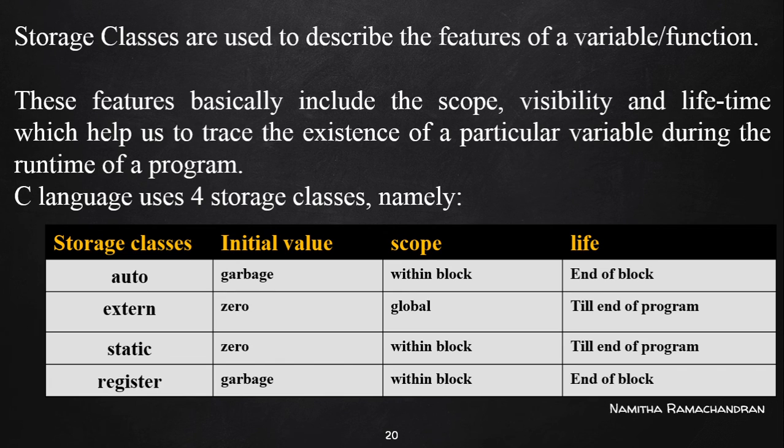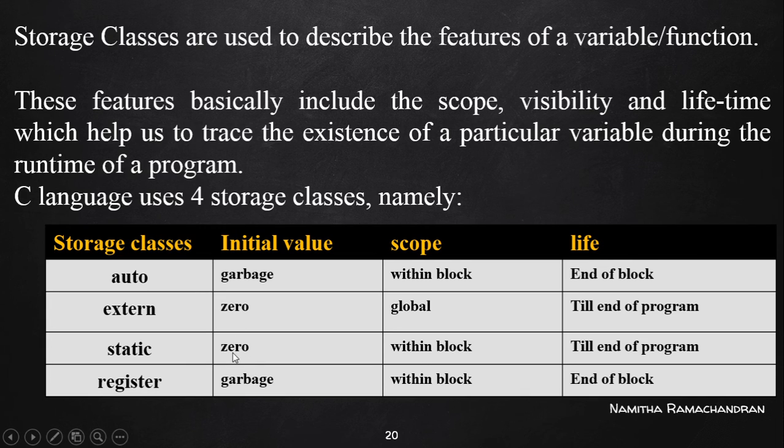For external and static type variables, if they are declared and kept uninitialized, then by default they are initialized with the value 0 instead of a garbage value.